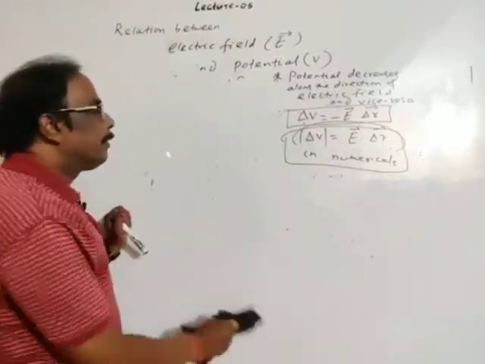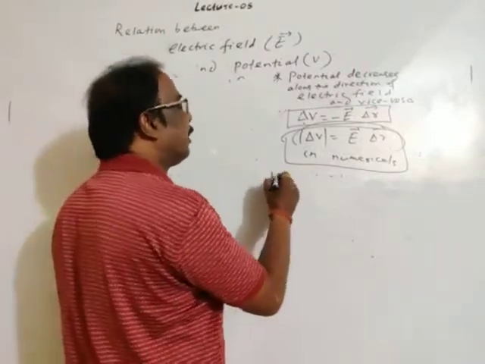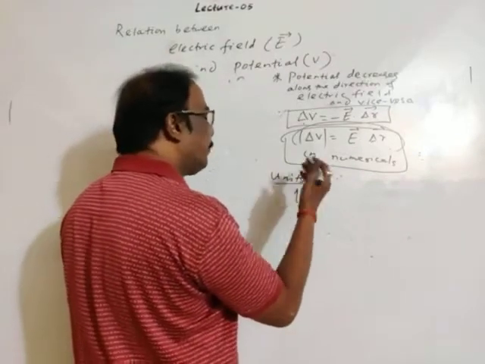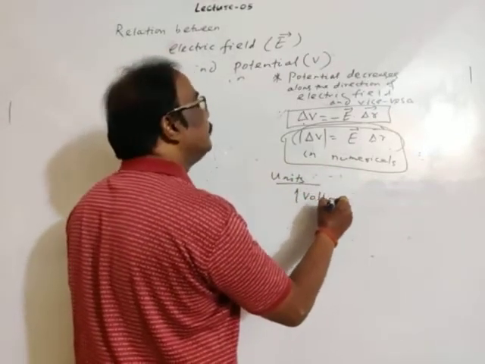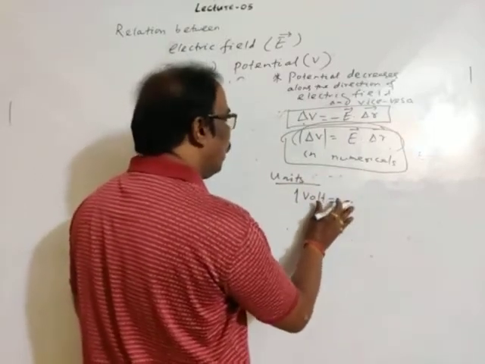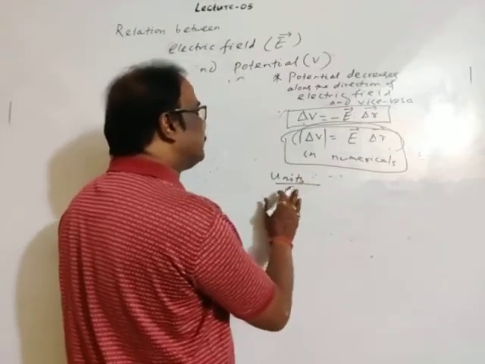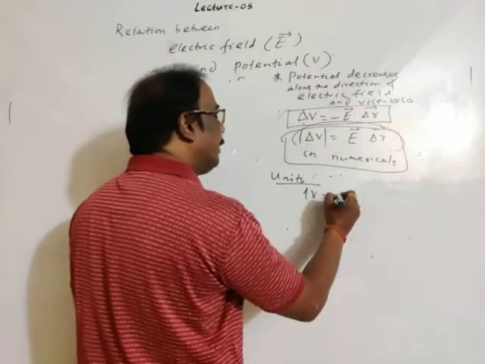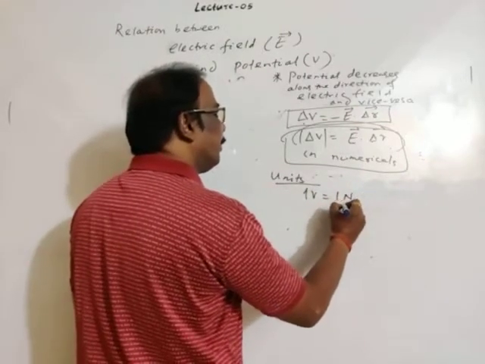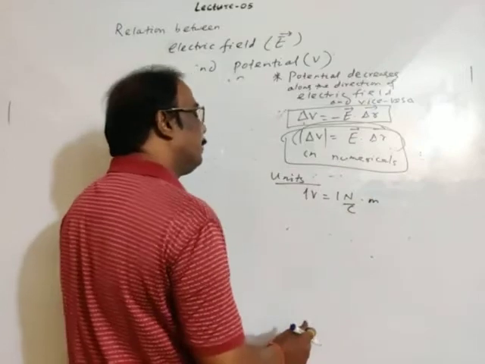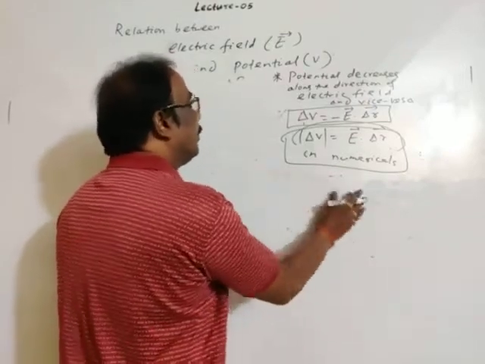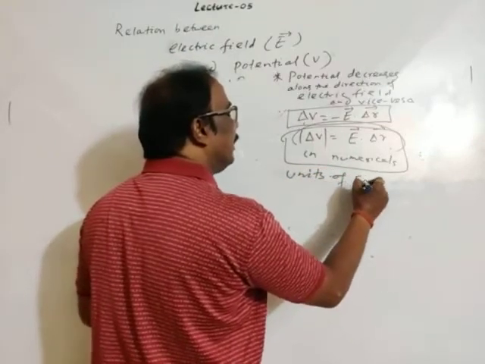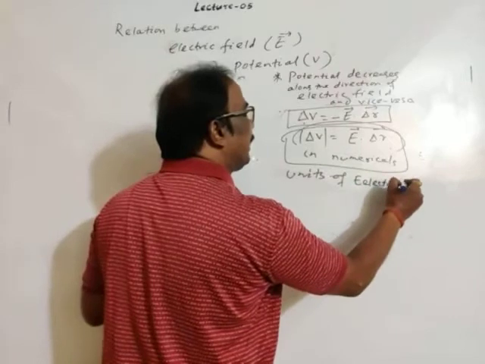As you see, units of potential. Units of potential, or potential difference, is volt. Units of potential is volt. Electric field is Newton per coulomb into meter, Newton meter per coulomb. Oh, sorry. Units of electric field, sorry. Not potential. Units of electric field.